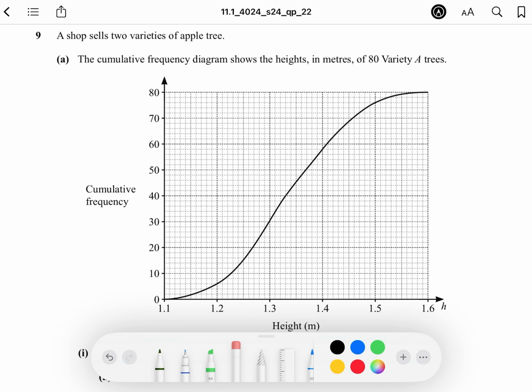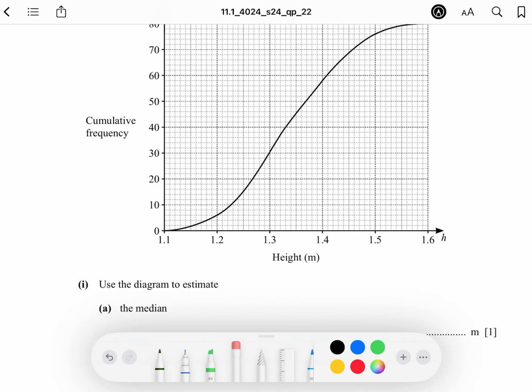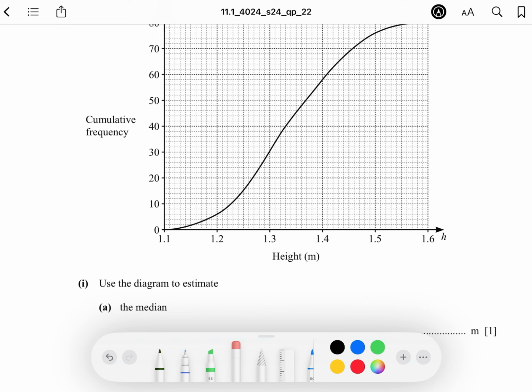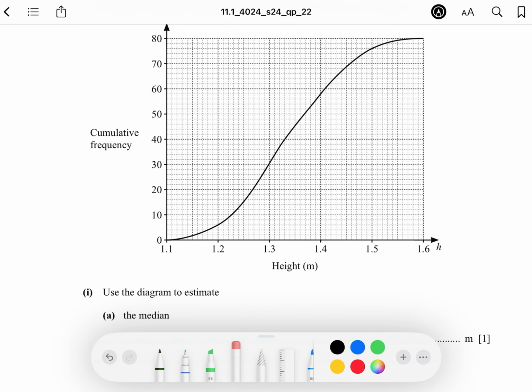Let's move on to question number 9 here. A shop sells two varieties of apple tree. The cumulative frequency diagram shows the heights in meters of 80 variety A trees. So here's a graph. Use the diagram to estimate the median. Median means half in the middle.